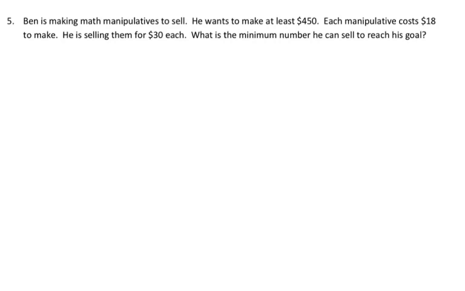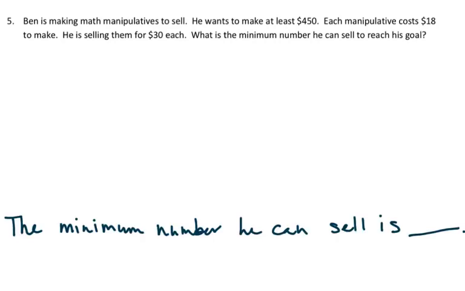Ben is making math manipulatives to sell. He wants to make at least $450. Each manipulative costs $18 to make. He is selling them for $30 each. What is the minimum number he can sell to reach his goal? Okay, so I know my target sentence. The minimum number of math manipulatives that he can sell is blank.